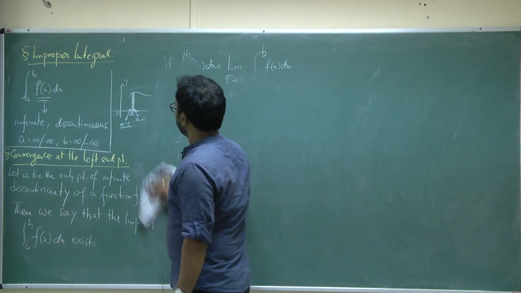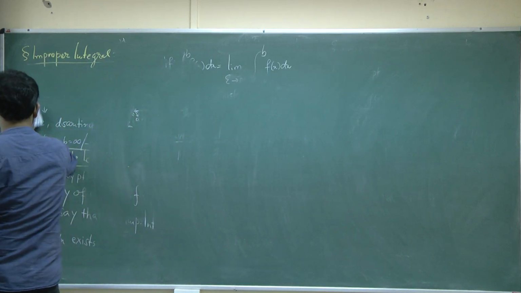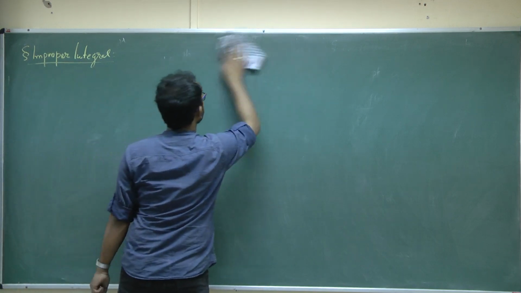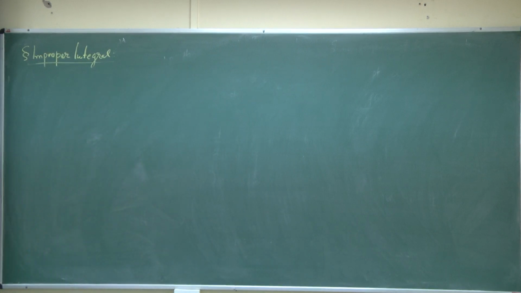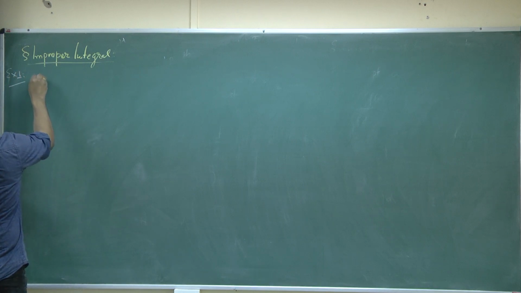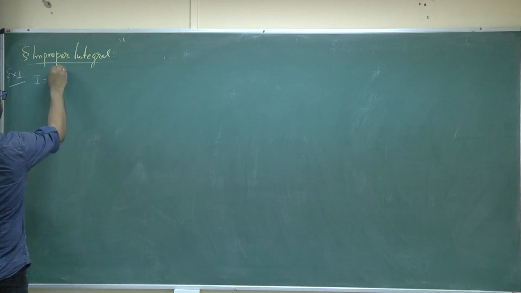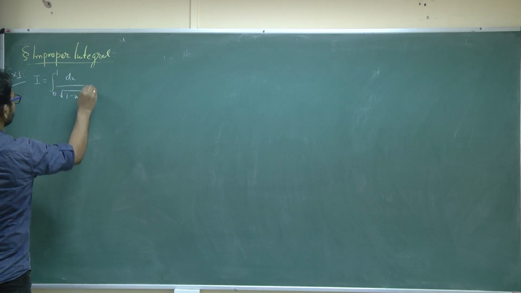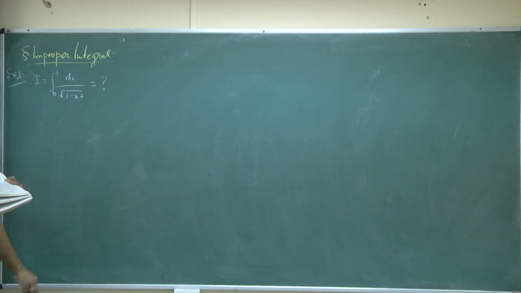So now we will solve a few examples motivated from this. Our very first example is example 1. Here we have to evaluate, find out I equals to integral from 0 to 1 dx by square root of 1 minus x square. What will be the value of this integral, whether this integral is convergent or divergent.